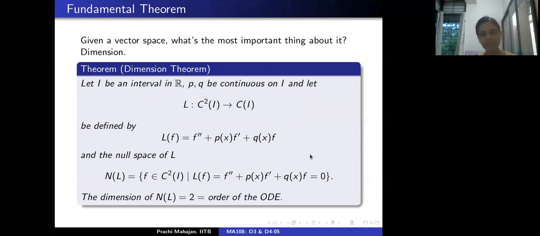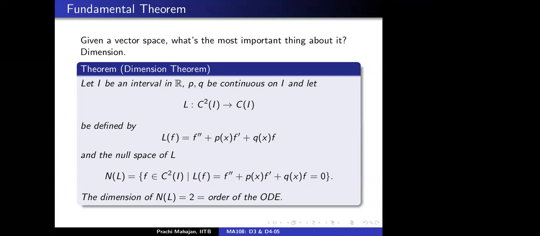Now, this is a theorem which says that the dimension of the null space equals 2, which is the same as the order of the corresponding ordinary differential equation. I hope the statement of this theorem is okay with everybody present here. Please note there's a lot that goes in here.